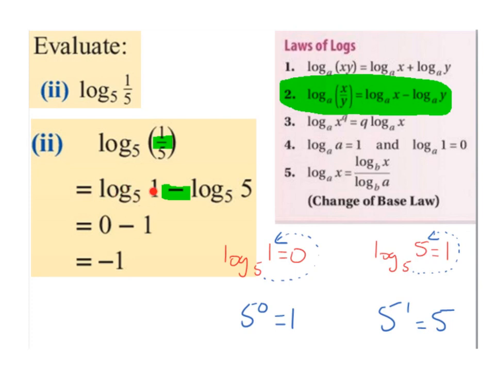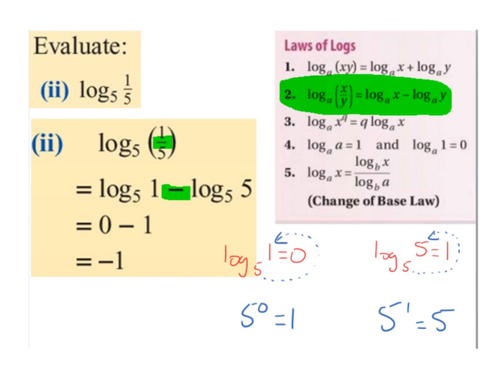So log base 5 of 1. Well, if log base 5 of 1 was equal to x, we would say 5 to the power of something gives us 1. And 5 to the power of 0 gives us 1. So log base 5 of 1 becomes 0. And we actually know that from one of our laws of logs, which states that log base a of 1 is equal to 0. So it doesn't matter what the a is, what the base is. If we have 1 here, then we're always going to end up with 0.